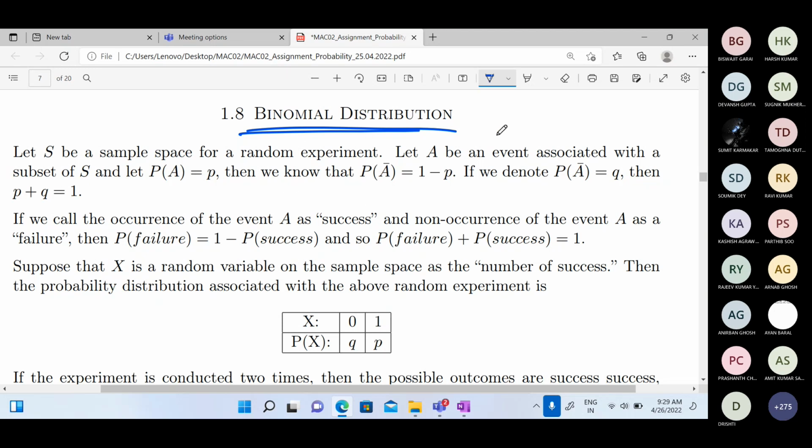So we generally use the binomial distribution if our experiment has only two cases. Whatever we are experimenting, there are two possibilities, either success or failure. In that case, we can use the binomial distribution. In a sample space of a random experiment, suppose an event A is associated with a subset such that the probability of A is P, and then automatically the probability of non-A is 1 minus P. This is denoted by P of A bar, where A bar means outside of A. It is denoted by Q. So we get probability of A plus probability of A bar is equal to 1, and that is actually P plus Q equal to 1.